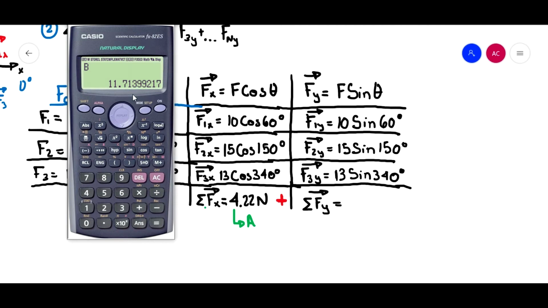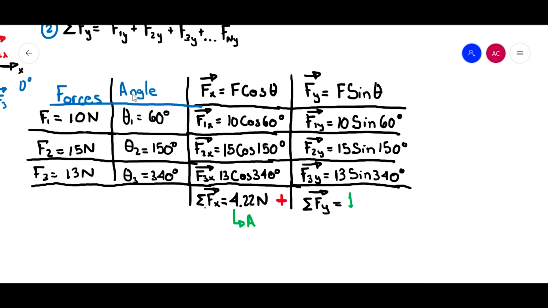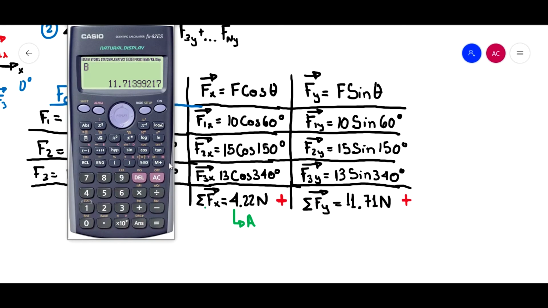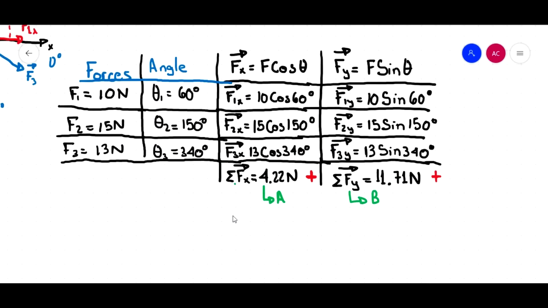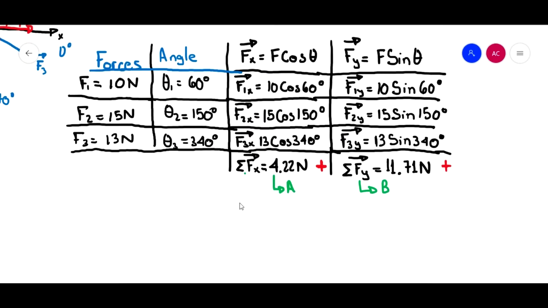And I'm gonna write it just with 2 digits. 11.71 newtons. And I'm going to write that this is a positive answer. And with green, I'm gonna say that that value is saved into the memory B. Okay, now let's continue.